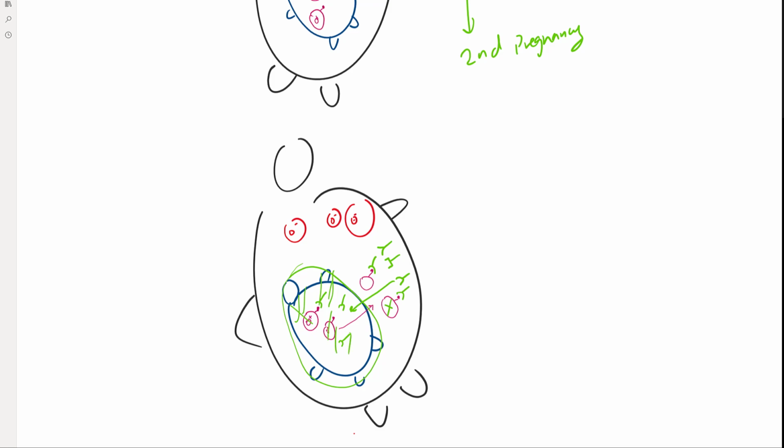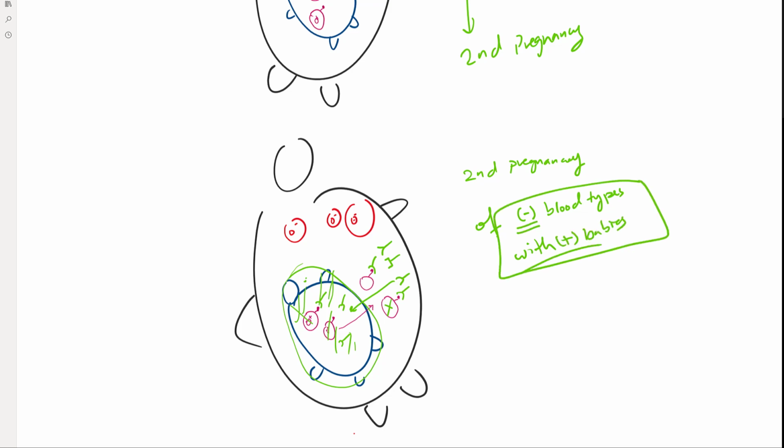Okay, so it will start to attack the pregnancy itself, and this of course will cause the baby to die even before birth, which will cause complications for the mom as well. Okay, so that is the hemolytic disease for the newborn babies. And usually this will happen on the second pregnancy of negative moms, or moms with negative blood type, with positive blood type babies. Only in this setting, where the mom has negative blood type and the baby has a positive blood type, do we have the hemolytic disease of the newborn, HDN.